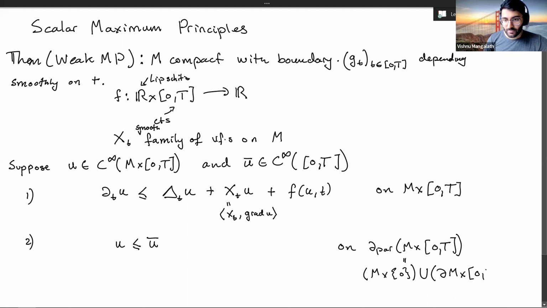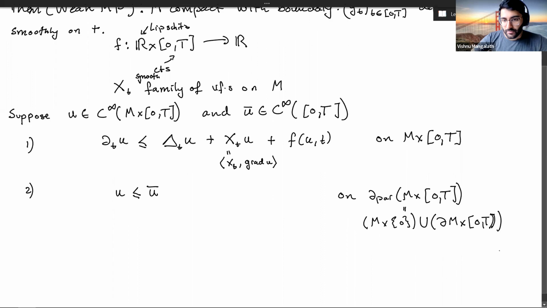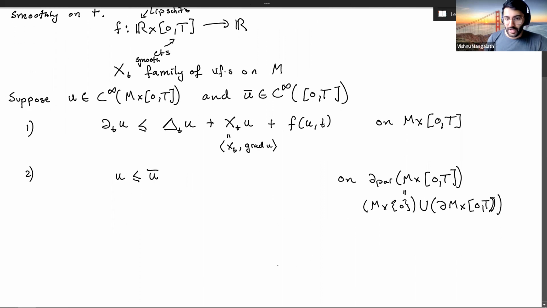Cross, I think this is an open bracket here. You could have a close bracket by continuity. Yeah, of course. So just to draw a diagram of that data set: here's M, here is the interval. So here's 0, here's T. And so the parabolic boundary is just this part on the outside.